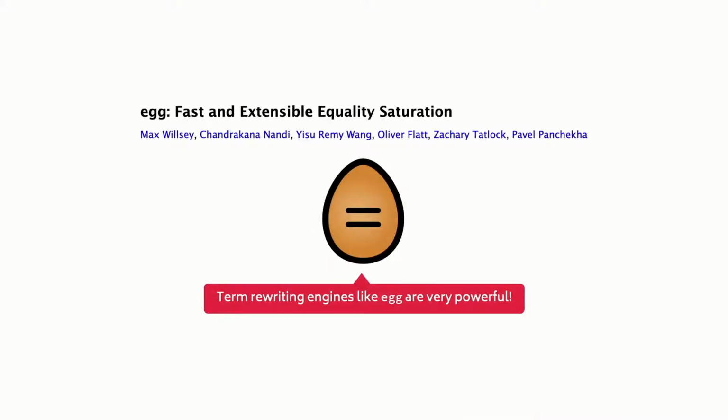And modern term rewriting engines such as Egg, which is actually developed here at Pulse by Max, they're very powerful. And they've been used to great success in a number of domains, such as CAD program simplification and floating point optimization.